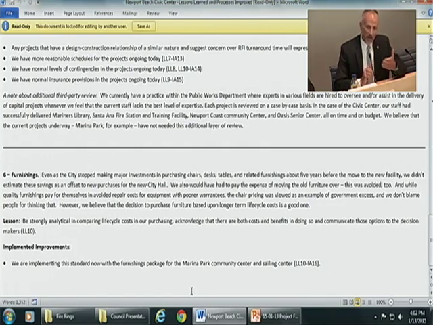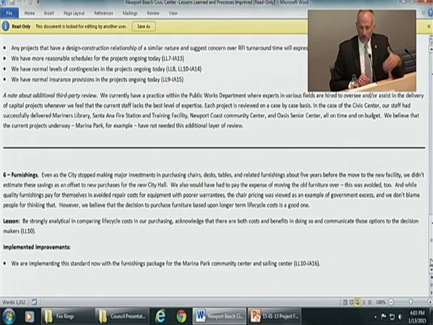But the lesson learned and the implemented action is we need to be more robust with the council about that decision and the public, so it doesn't look like it's made in a vacuum. And you guys could choose. It shouldn't be our choice. It could be your choice. So indeed, we're trying to do that now with the Marina Park furnishings.